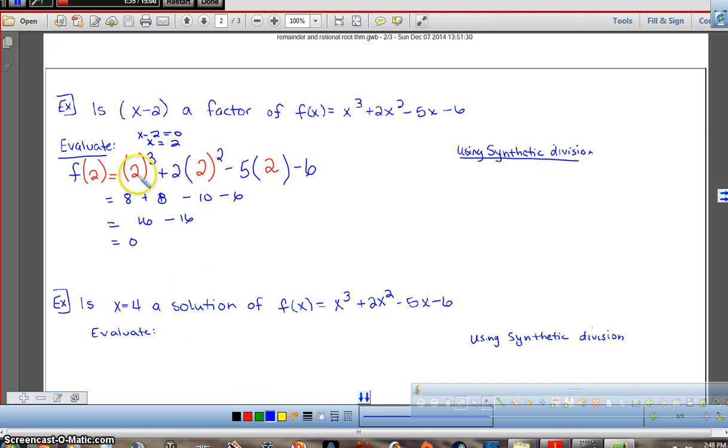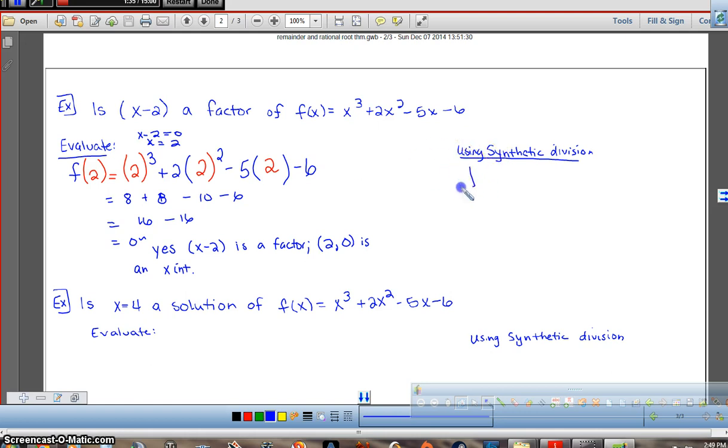So when we do that, 2 cubed plus 2 times 2 squared minus 5 times 2 minus 6, we get 0. Which means, yeah, x minus 2 is a factor. Because we got this 0. 2, 0 is an x-intercept. 2, 0. Alright, let's see if we could do this synthetically.